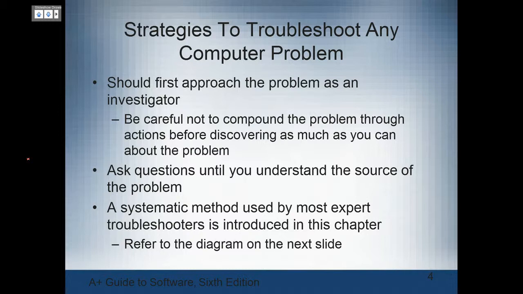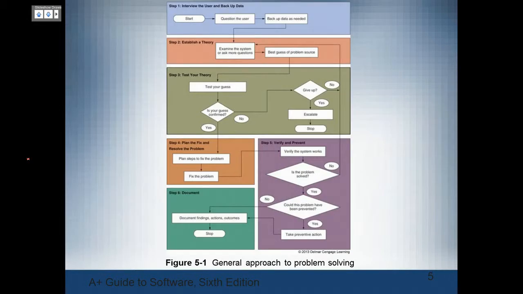A systematic method used by most expert troubleshooters is introduced in this chapter, they say. Refer to the diagram on the next slide. So, again, what works for you? I know this is in the book, but we start: question the user, back up data. That's always going to be one of the first steps, to back up data, because when you start working on these things, there's no guarantee that after you fix it, it's still going to work at all. That's never happened to you before in anything that you worked on, right?